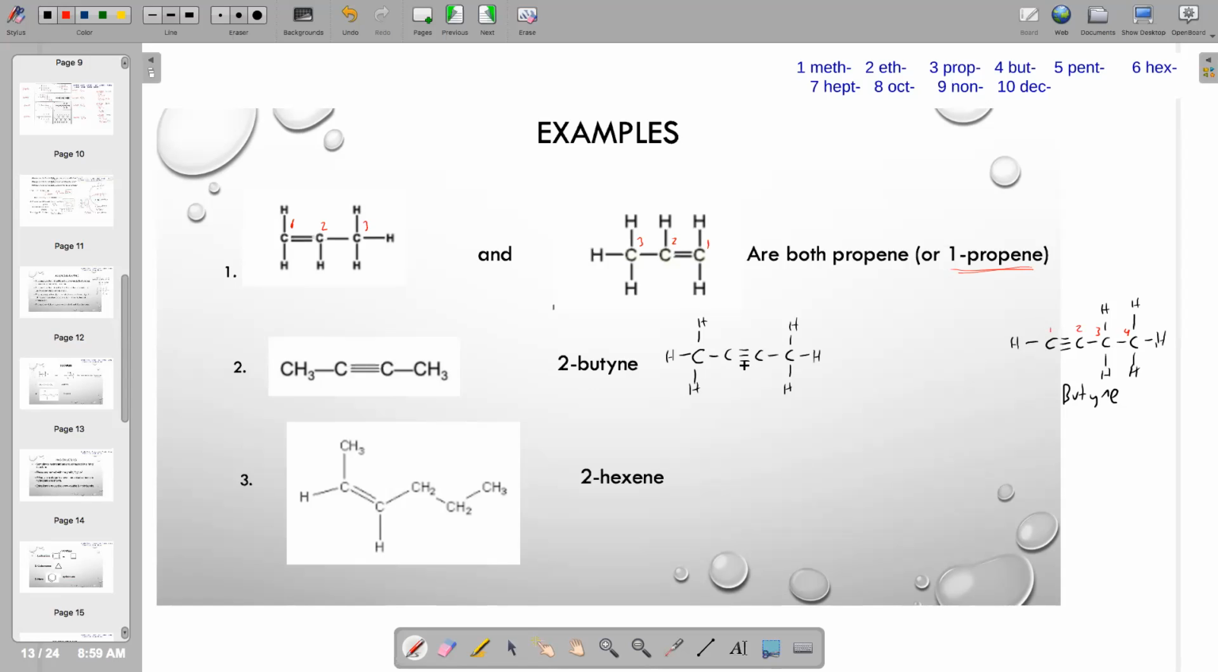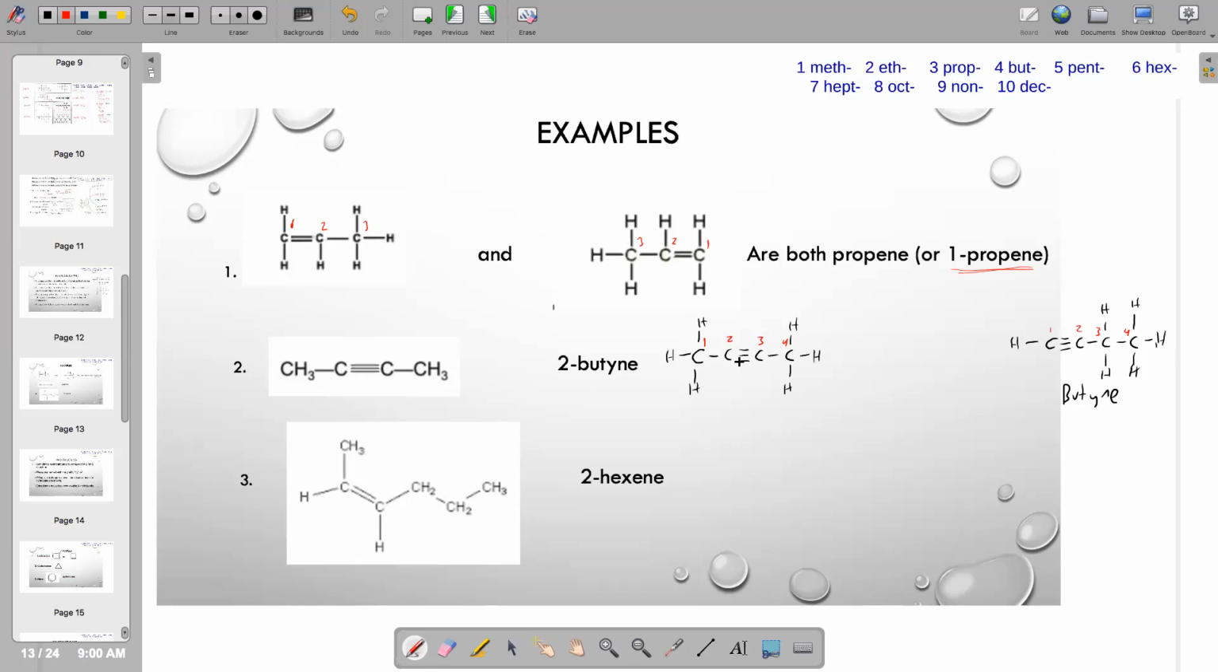But now the triple bond is inside and not on the end carbons. And when you number these carbons, it's carbon 1, 2, 3, and 4. The triple bond is between carbons 2 and 3, but whichever of the carbons has the lowest number is what you use. So it's just 2-butyne. You can also see that if you were to number them from right to left, 1, 2, 3, and 4, the triple bond would still be coming off of carbon number 2.